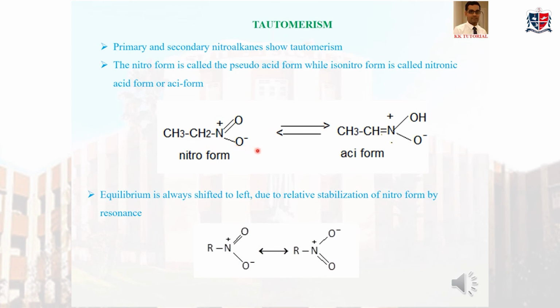So, in a nutshell, I say that nitroalkanes exhibit tautomerism. They exist as two tautomers, nitro form and aci form, and the equilibrium is shifted towards the nitro form because the nitro form is resonance stabilized.